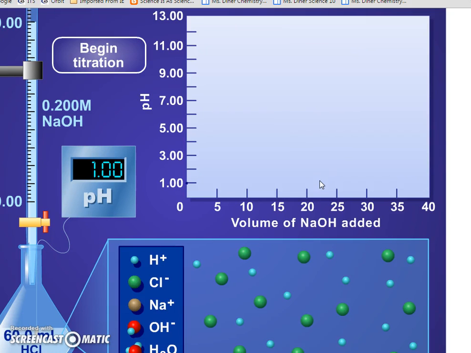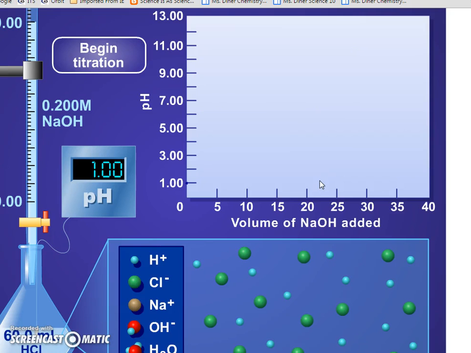Over here we've got hydrochloric acid in the Erlenmeyer flask, and we are going to be titrating with sodium hydroxide. In this situation, there is no indicator, so it is the change in pH that's going to indicate that the reaction is complete. I'm going to start by adding some sodium hydroxide to hydrochloric acid.